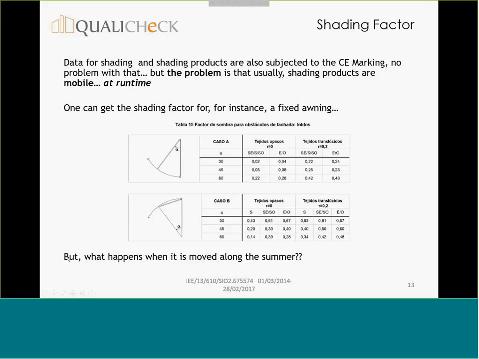What happens when it is moved along the different days of the summer? Really, we have some uncertainty, but we have to give a number, and the number is given assuming this standard condition. The awning is set in the position that the project is indicating.